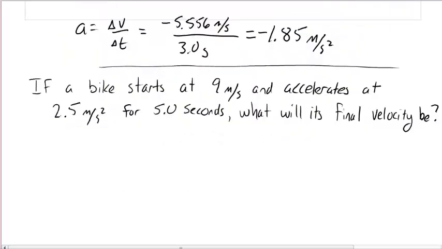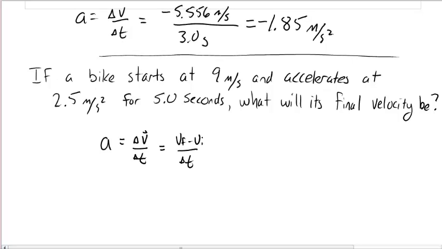Taking a look at this example, if a bike starts at 9 meters per second and accelerates at 2.5 meters per second squared for 5 seconds, what will its final velocity be? So we'll start with the acceleration formula. Acceleration is change in velocity over change in time, and I'll rewrite this as v final minus v initial over change in time. Notice there is no direction, so we don't really have to worry about the direction component of the acceleration. We're just calculating magnitude. But if the velocity did include a direction, north, south, and so on, as velocities do have, then you must include that in your answer.